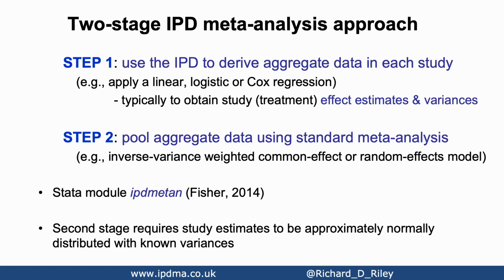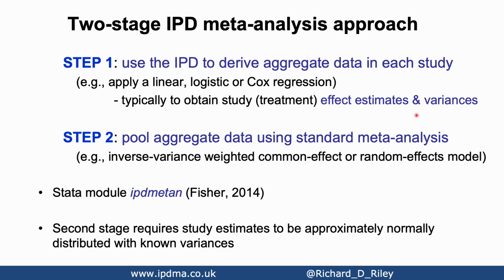Well, the two-stage approach takes the individual participant data that we've got from each of multiple studies, and in the first stage, it will use the IPD from each study separately to derive aggregate data. So, for example, we would fit a linear regression for continuous outcomes, logistic regression for binary outcomes, Cox regression for survival outcomes, and we'd obtain, let's say, if we're looking at trials, an effect estimate, like a treatment effect estimate, and its confidence interval or variance.